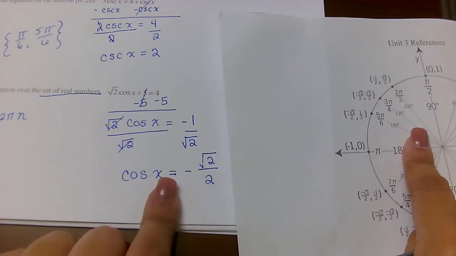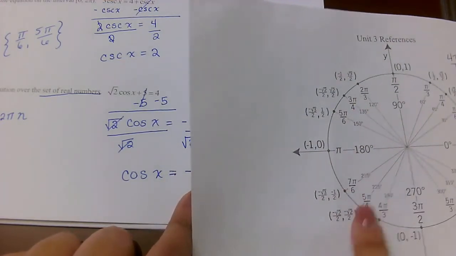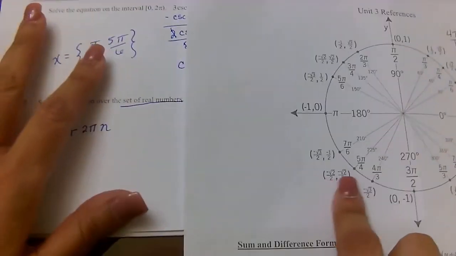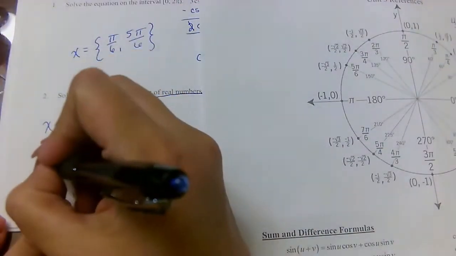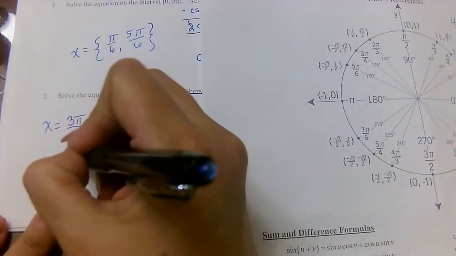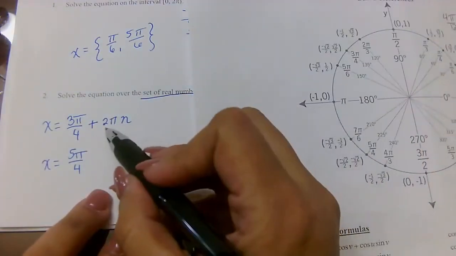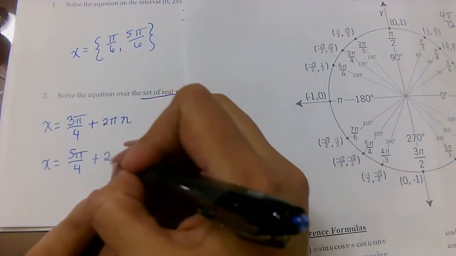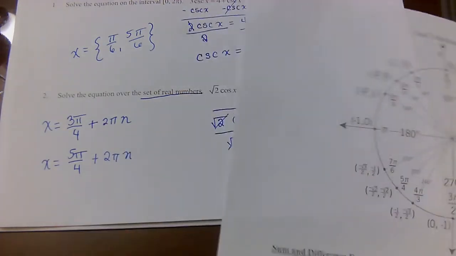Remember, cosine is negative in not only quadrant 2, but also in quadrant 3. So my second answer would be 5 pi over 4. So that's going to be my second answer, 5 pi over 4. Same thing here, you have to add 2 pi n to get all solutions, okay?